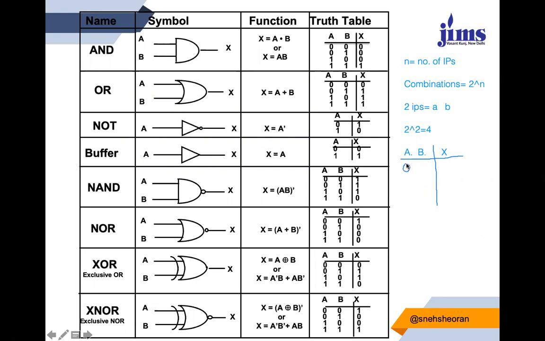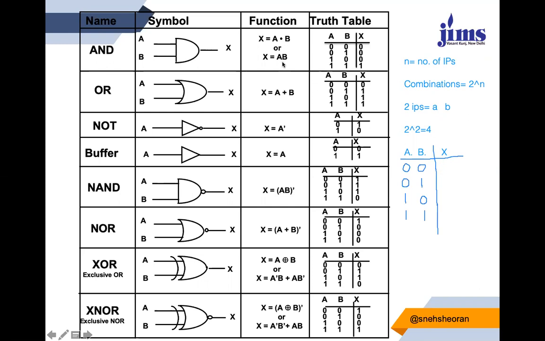Your first combination is 0, 0. Then your next combination is 0, 1. Then the third combination is 1, 0. And the next is 1 and 1. These are my 4 possible combinations. Now in these 4 combinations, we have to find the output for every input combination.